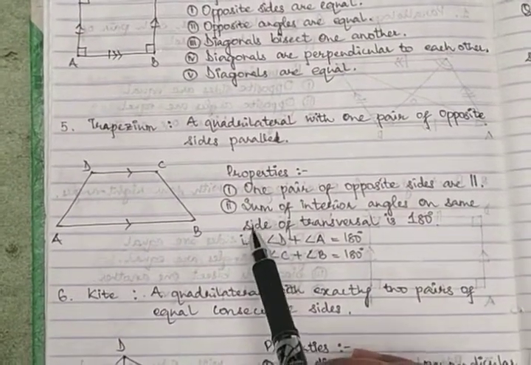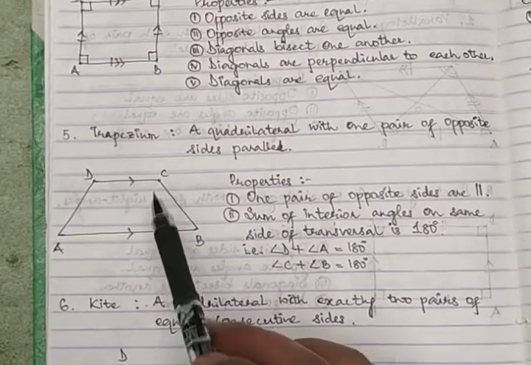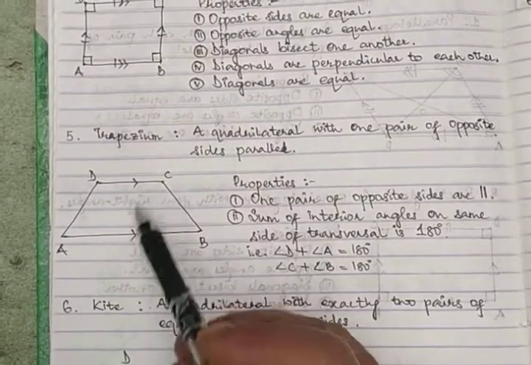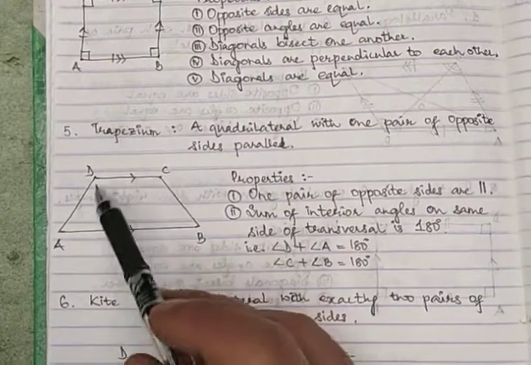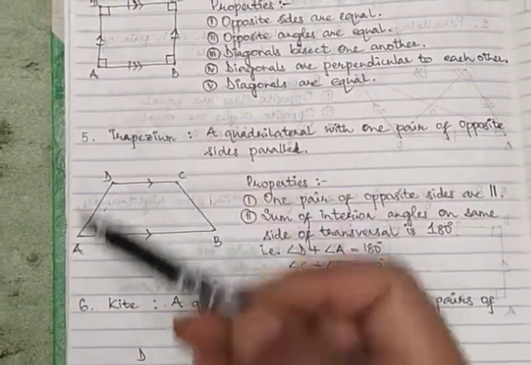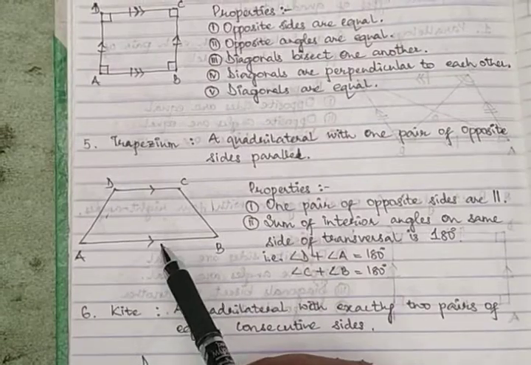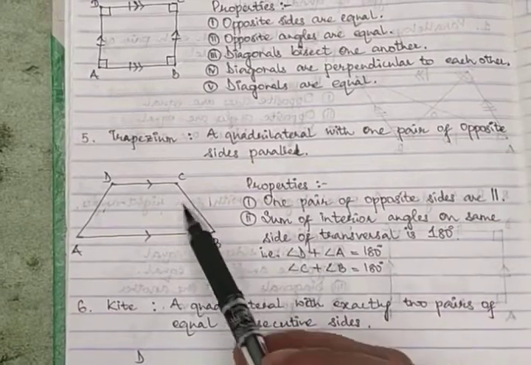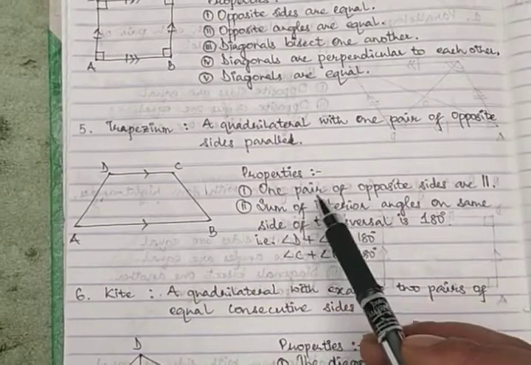Till now, all the opposite sides were parallel, isn't it? But in the trapezium, just one pair of opposite sides is parallel. Suppose in this figure I have drawn these two sides as parallel, and these two, as you can see, are not parallel. If you extend them, they will definitely meet somewhere up here. So a type of quadrilateral where just one pair of opposite sides is parallel is known as a trapezium.